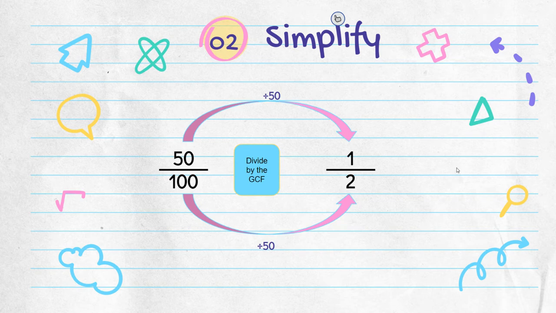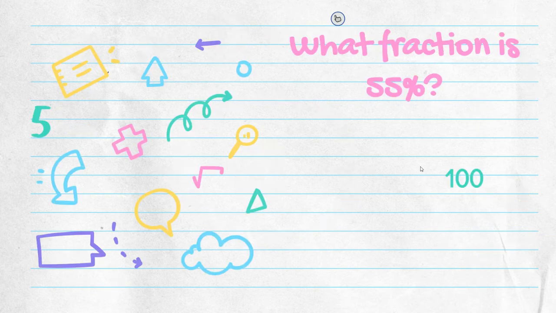All right, that's it for the directions, just 2 steps. Let's do a practice problem. What fraction is 55%? So we have 55% here. You know the denominator has to be what? 100. So without even knowing the percent, you really could have already written 100 as your denominator.